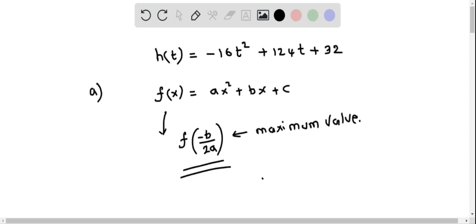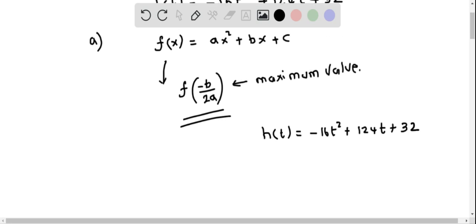So let's copy this h of t function. We have h of t equals negative 16t squared plus 124t plus 32. First, we identify A, B, and C. A is the coefficient of the t squared, B is the coefficient of the t term, and C is the constant term. So first, let's determine negative b by 2a.